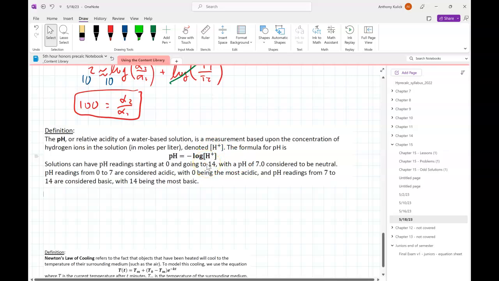pH solutions are on a 0 to 14 scale. 0 is the most acidic and 14 is the most basic. And then 7, right in the dead center, is considered to be neutral. That is the pH of deionized water. So if you have pure water, just H2O with no ions floating around in it, it should have a pH of 7.